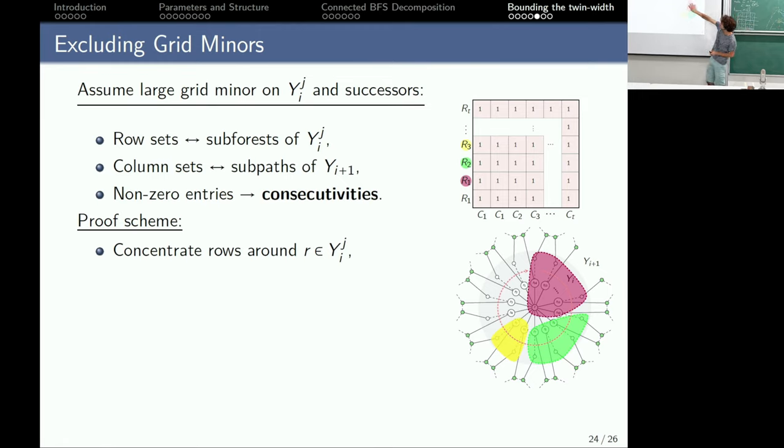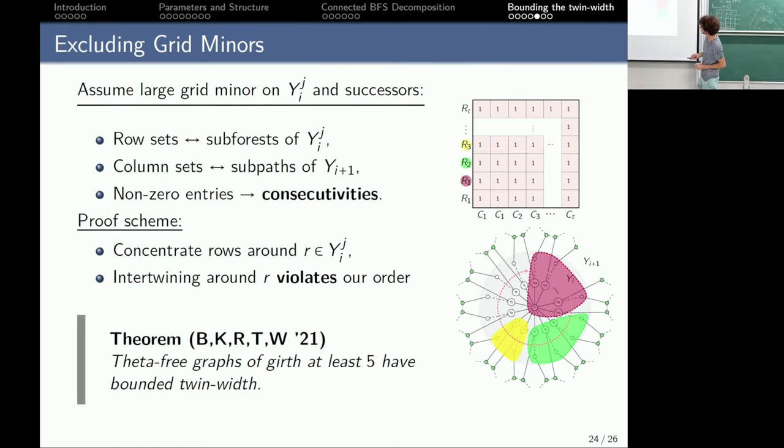If you have vertices in this zone that have a lot of consecutivities with vertices in the outside, then this violates our order, because the only consecutivities you can get from this zone to an outside zone are the ones at the border, right? But these grid minors allow you to get any number of them. So this is how you get your contradiction. You get too much intertwining between the branches of R for this to correspond to your order, and so you have your contradiction, and this gives you the result that you forbid.